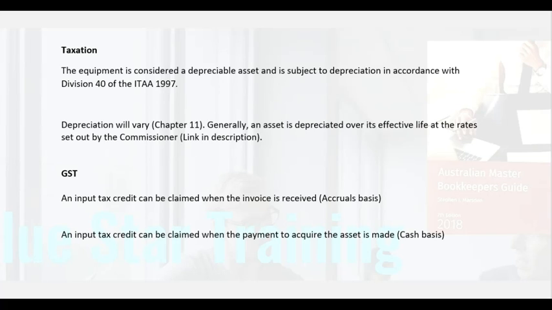Now for GST, an input tax credit can be claimed when the invoice is received if you're on the accruals basis. If you're on the cash basis, the GST can be claimed when the payment to acquire the asset is made.